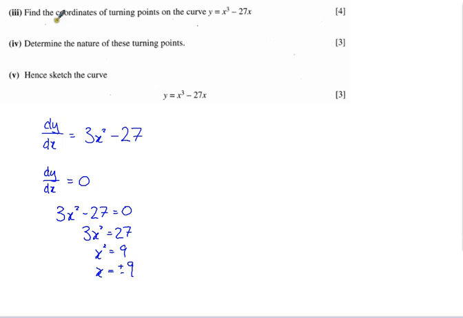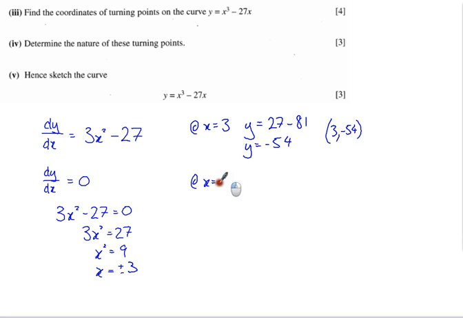But look at the question. It says find the coordinates of the turning points. So we need to be slightly careful. All that we've found here is the x coordinates. At x equals 3, y is equal to, well, 3 cubed is 27, minus 3 times 27, which is 81, and y equals negative 54. So we have the point 3, negative 54.